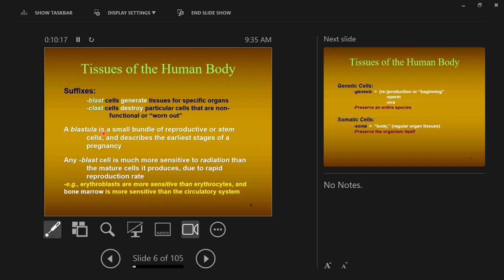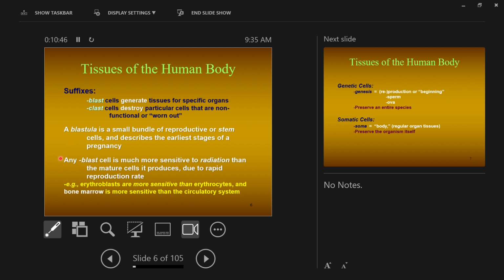Blast, or a blastula, is a small bundle of reproductive or stem cells describing the earliest stages of a pregnancy, right? There's a sperm and an ovum, 2 cells, right? Becomes 1 cell, right? That 1 becomes 2, 2 becomes 4, 4 becomes 8, and so on, right? And the story goes. So that initial bundle of cells that doesn't look like anything special, that's a blastula. Okay, we'll use blastula to describe that.